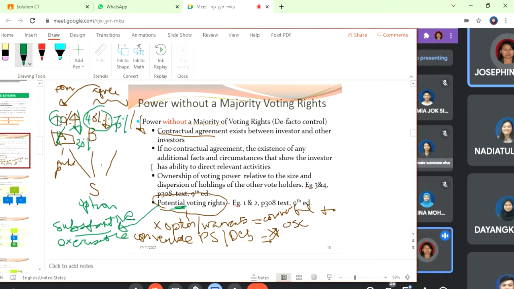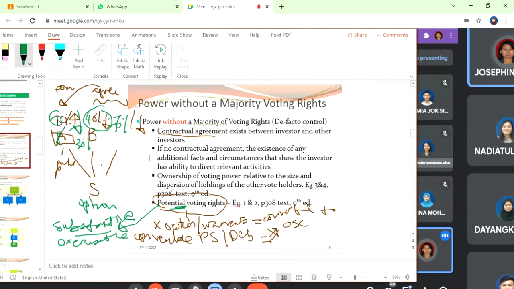The other one is the third point, the ownership of voting power relative to the size and dispersion of voting rights held by other holders. This is also very important. Like the case we saw earlier, now we have A, B, and C, each with shares of less than 10%, but one party has a share that is slightly bigger than the rest. So how is this going to affect control?